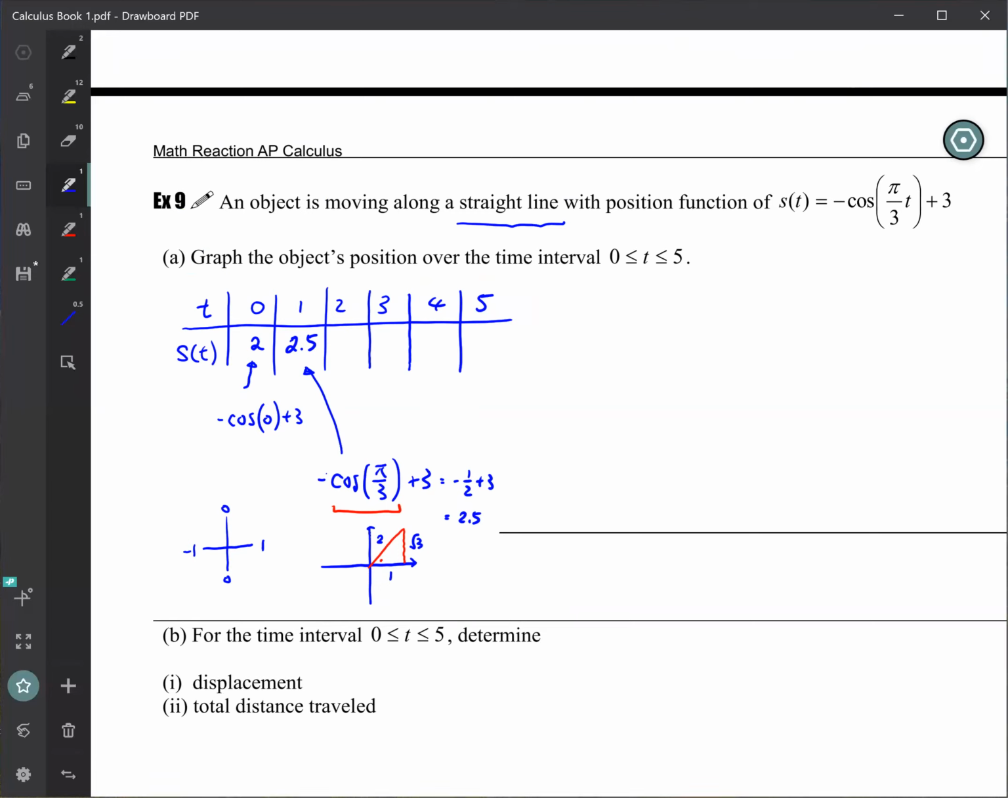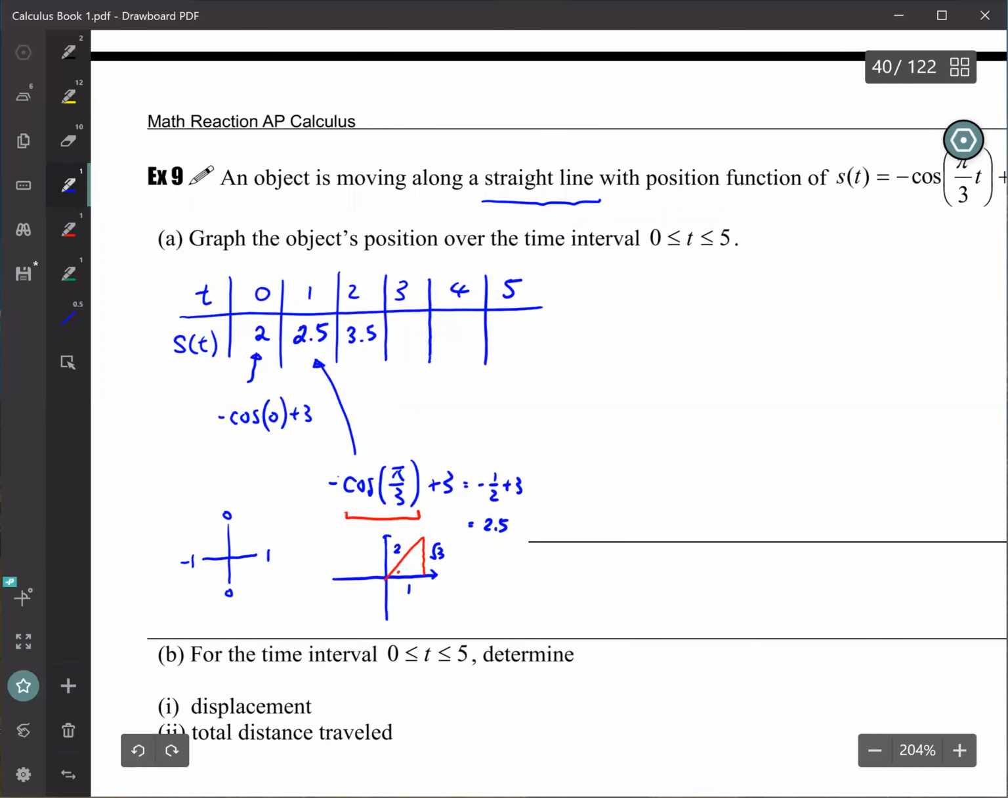Okay, Karen, what's your answer for t equals 2? I got 3.5. Okay. And Emily, what about t equals 3? I have 4. Okay. Please raise your hand if you finish the whole table.